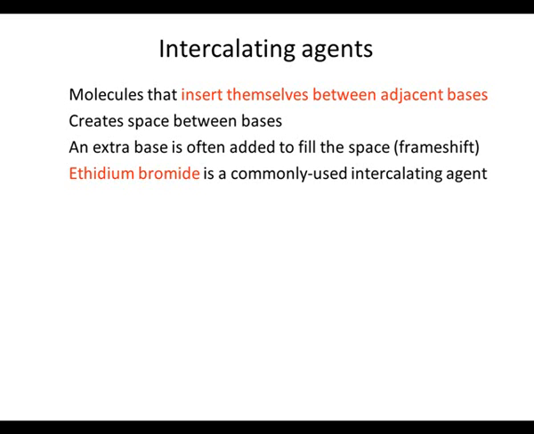Ethidium bromide is a dye. It's actually used to stain DNA because when it binds to DNA, it changes its fluorescent properties, and so it's used as an agent to stain DNA. But because it inserts between the bases, it can also cause mutations when that DNA is trying to be replicated.